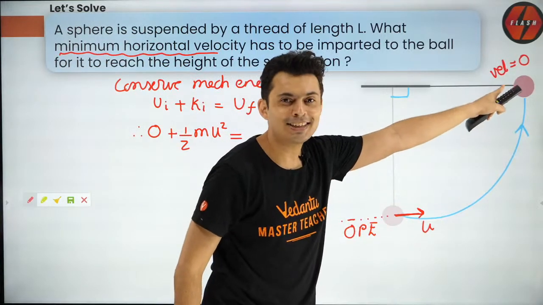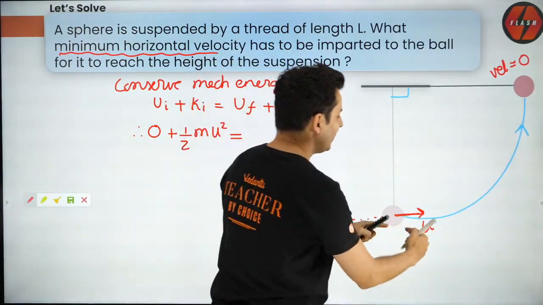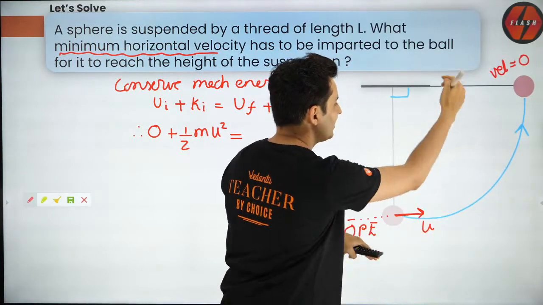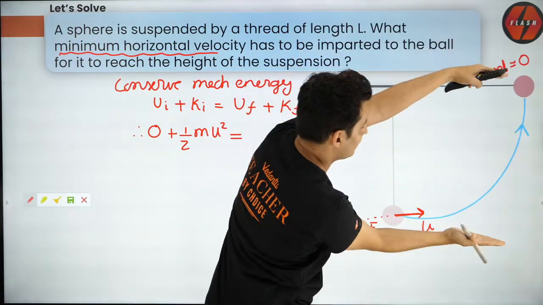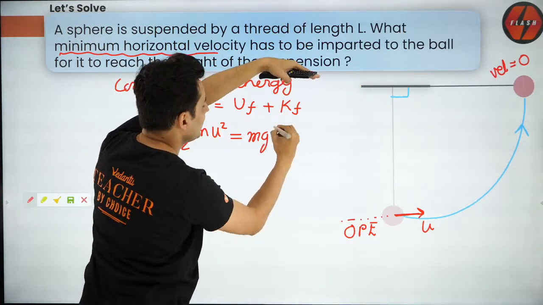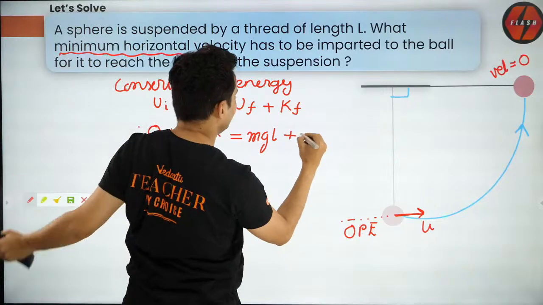What is the potential energy, guys, over here? Think about it. How high did it go? Don't worry about this displacement. Just think how much is the difference in the height. I believe it's only the length of the string. So it is mgl. And what is the final kinetic energy?